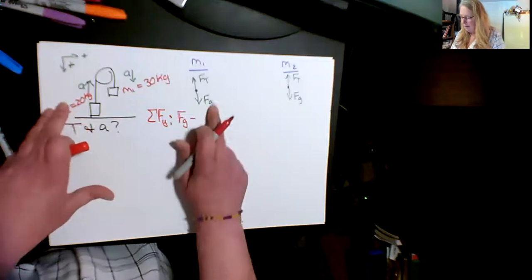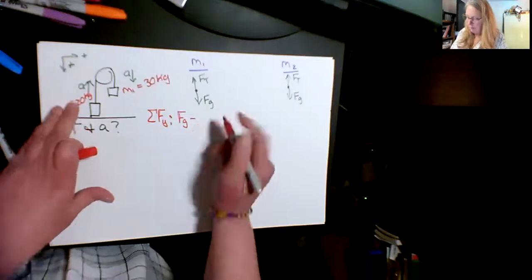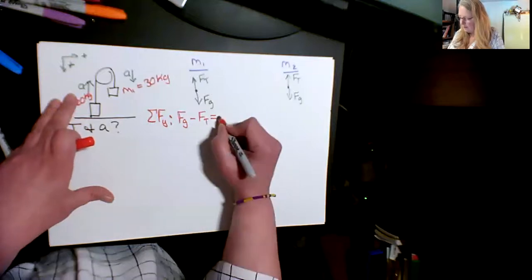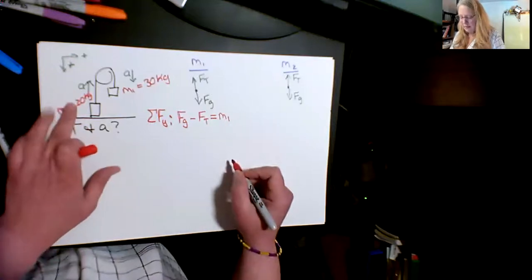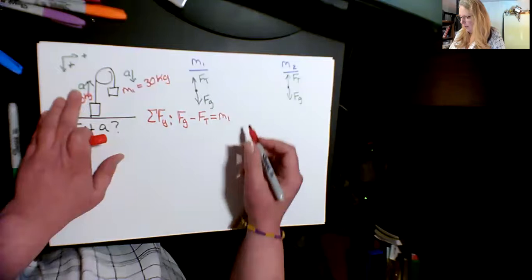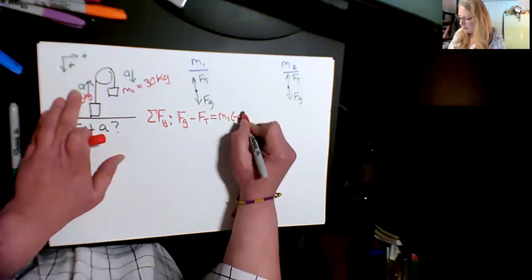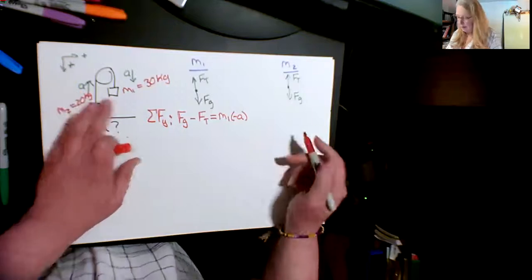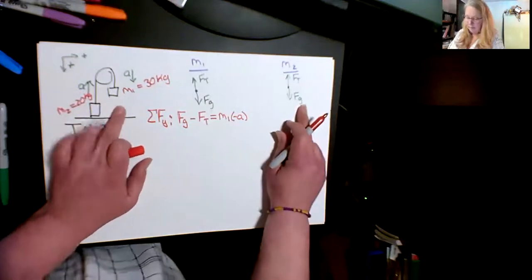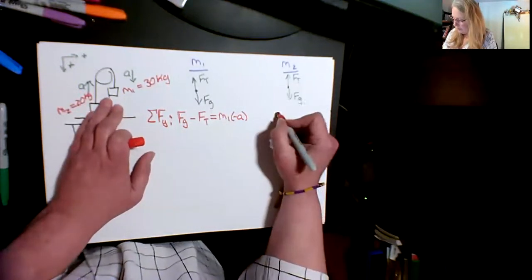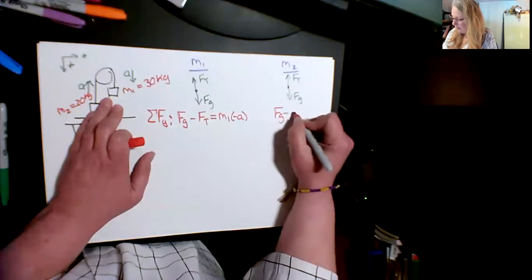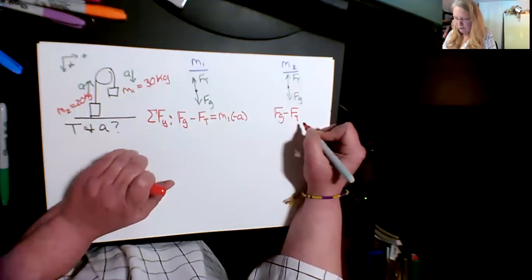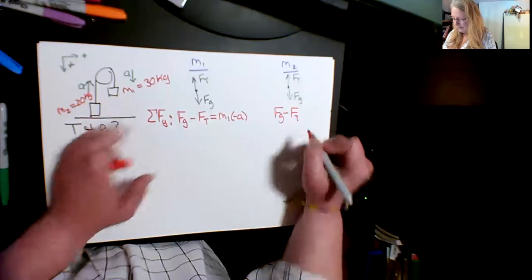So force of gravity down is positive force of gravity minus the force of tension. That equals mass 1 times, this is going up, negative acceleration. That's where you get messed up. This one here, though, I have force of tension up is negative. So once again, I have the force of gravity minus the force of tension. Oh, shoot. I did. Darn it.